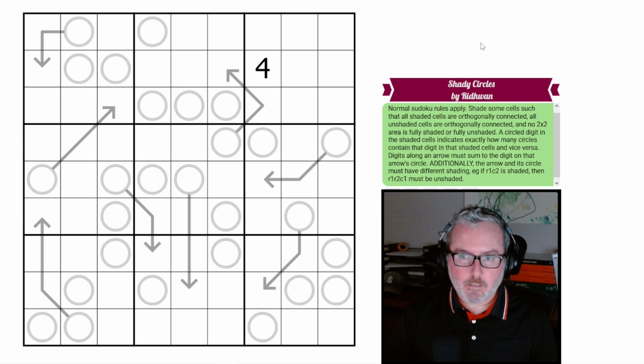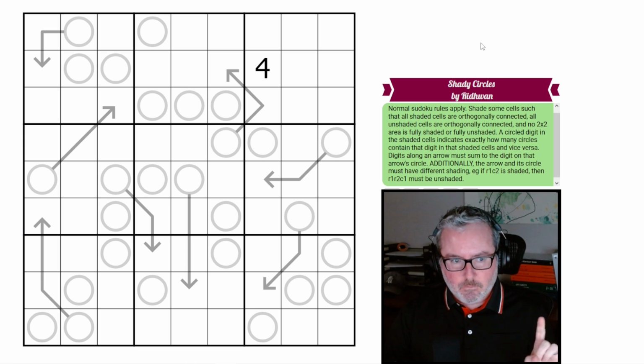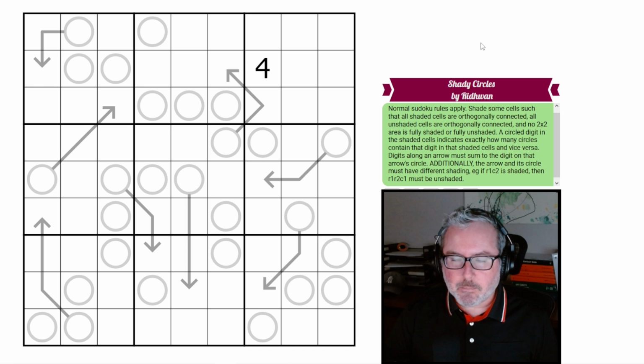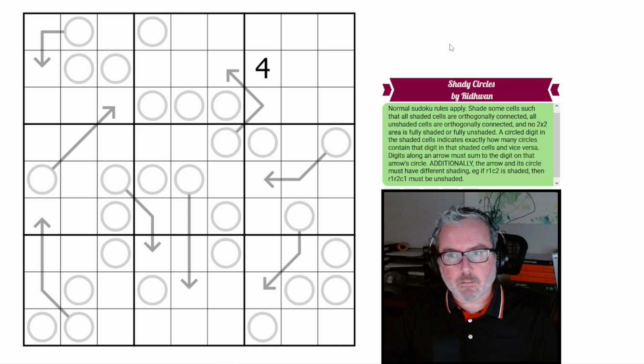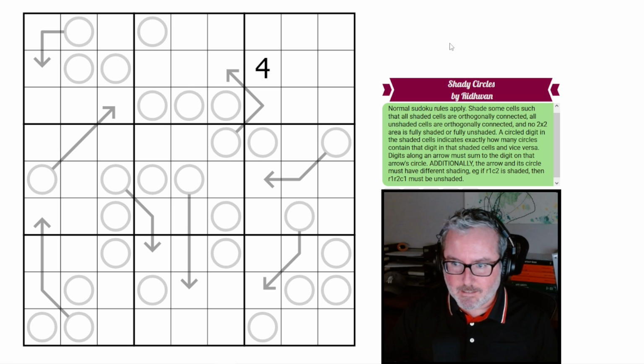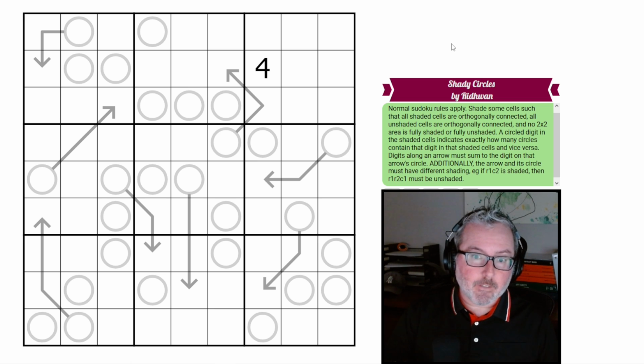Those are the rules. There's not a lot of rules here, but I think this might get a little complex in determining how all this is going to work together. So with that said, the link's going to be in the description below. Let's take a gander at this one and see if we can get it figured out.